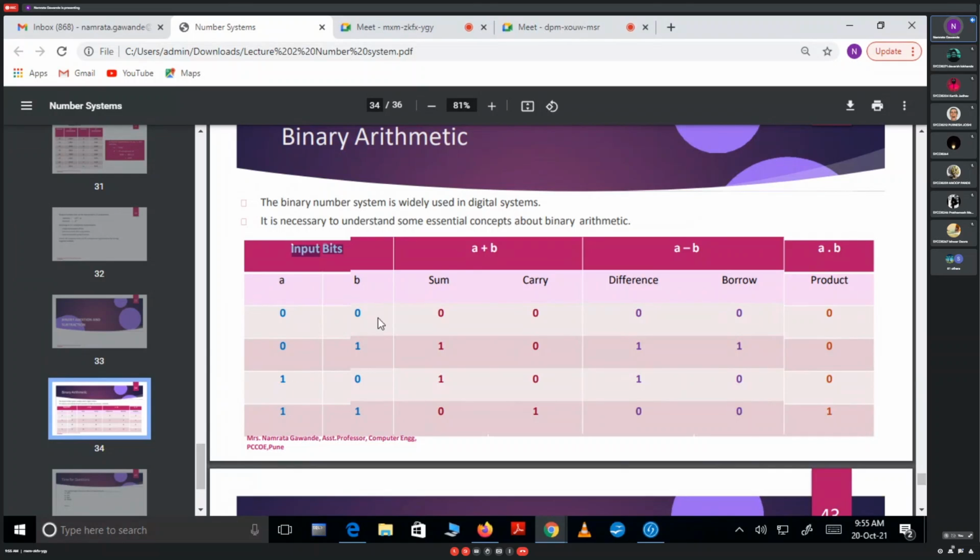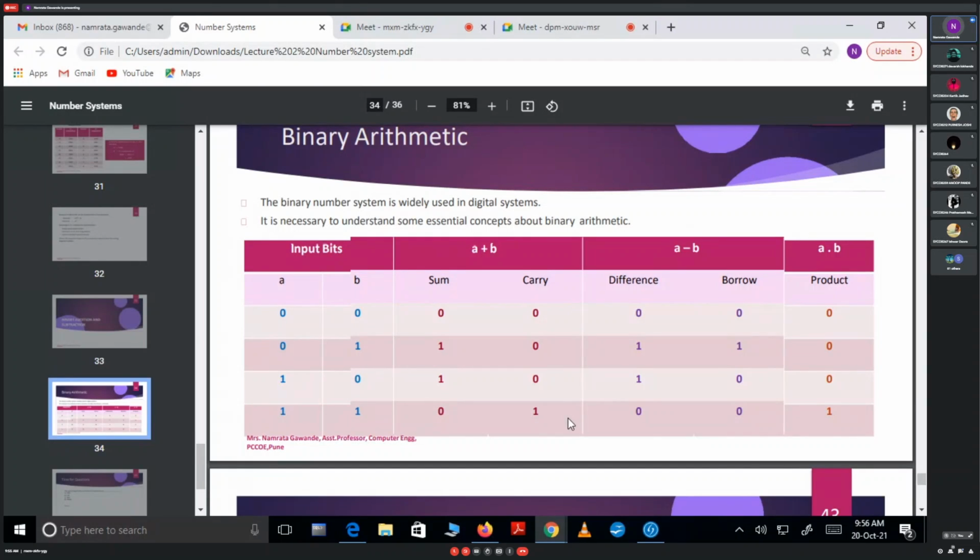How many possible combinations are there for 2 bits? 4: 0 0, 0 1, 1 0 and 1 1. Now, if you want to calculate a plus b, this is binary addition. What is sum? 0 plus 0 is 0, 0 plus 1 is 1, 1 plus 0 is 1, 1 plus 1 is 0.